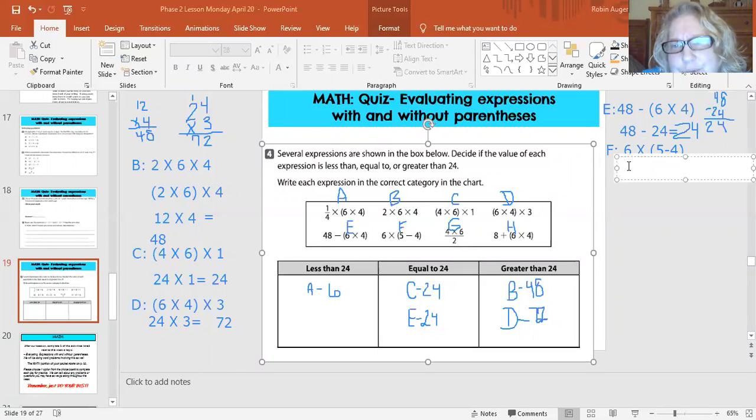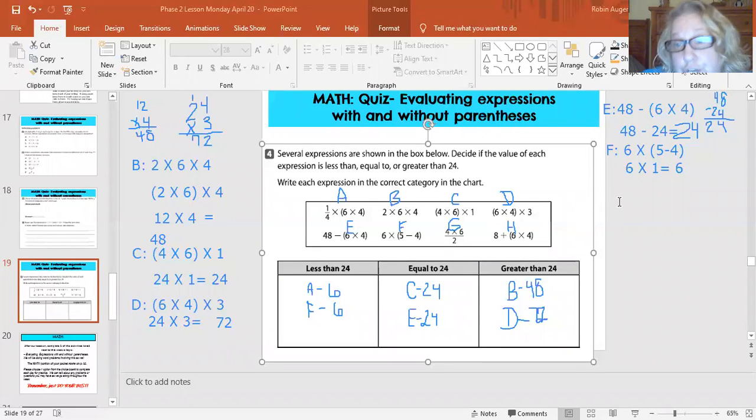Okay, so we didn't use our 6 yet. So 6 times, and our parentheses are 1. How easy is that? So 6 times 1 is 6. Obviously, this one is going to be less than 24. Over here, and we're going to write F. And our answer was 6. Okay, easy peasy, lemon squeezy. Okay, we're going to go back to text.